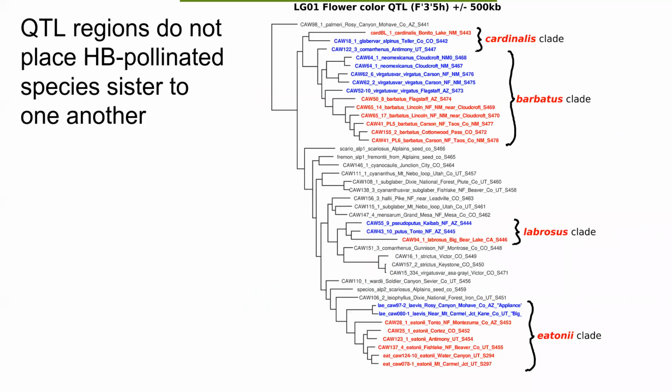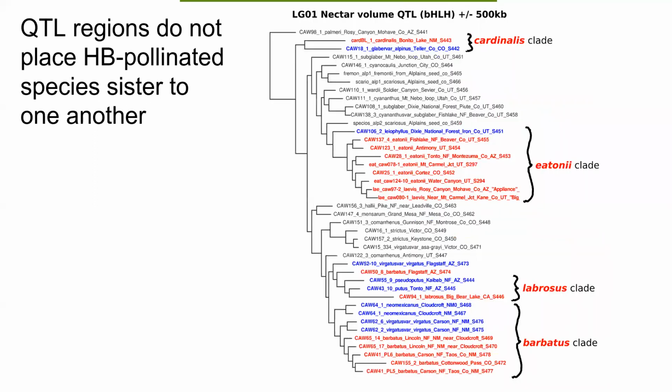So this is the flower color locus that contains this gene F3'5'H, which we know is actually, in this case, the causative gene that's resulting in the phenotypic change in flower color. And you can basically see that they're all still separate from each other. And they're all still sister to the same bee pollinated sister species that they always are in the species tree. That holds true for all three.